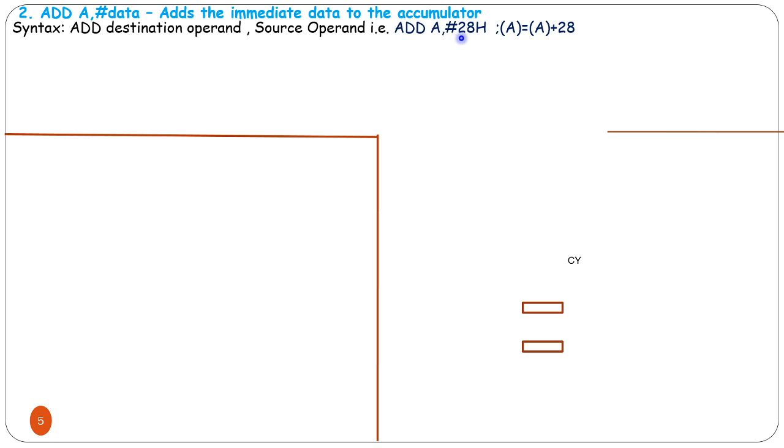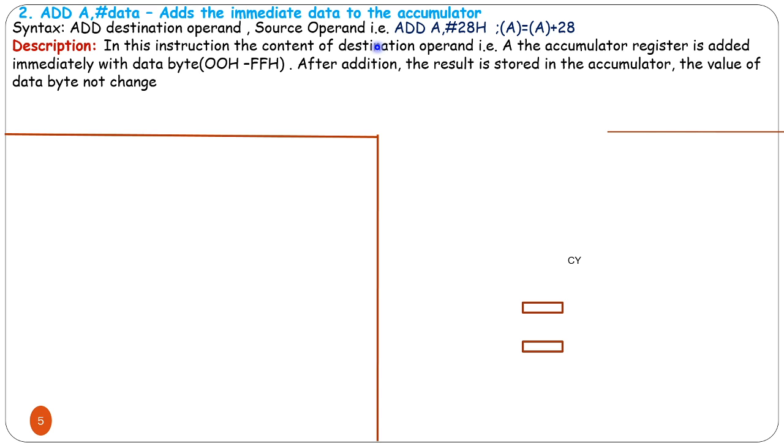Okay, this is along with the instruction. That is why it is known as an immediate instruction. The immediate data 28H is added to the accumulator content and the result is stored in the accumulator. So this is the description of this instruction. The content of the destination operand, that is the accumulator register, is added immediately with the data byte. Here in this instruction it is 28H, but the data may be 00 to FF. After addition, the result is stored in the accumulator. The value of the data byte does not change.